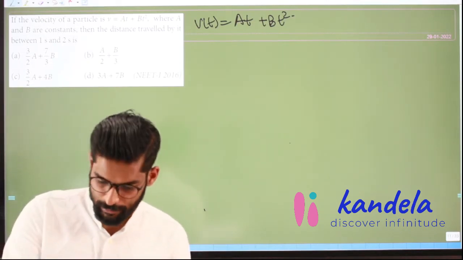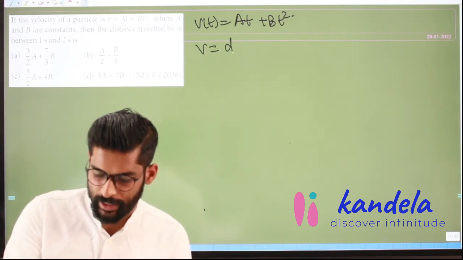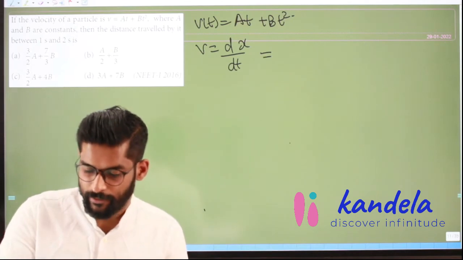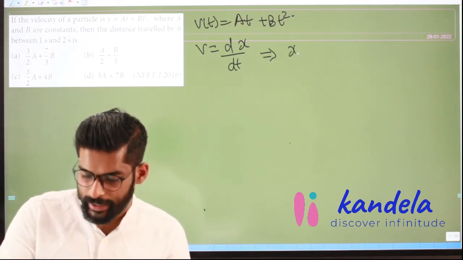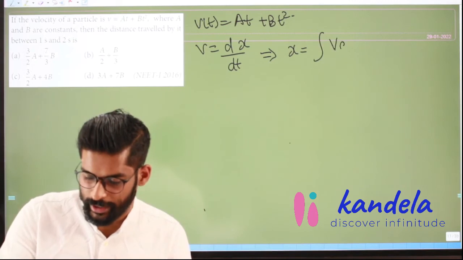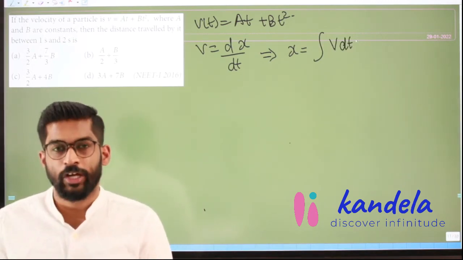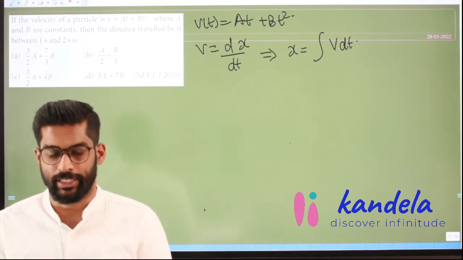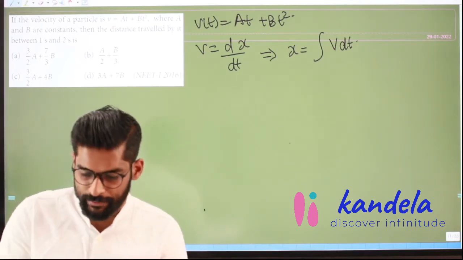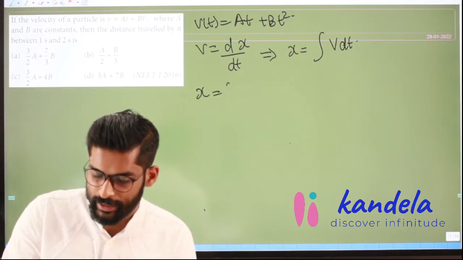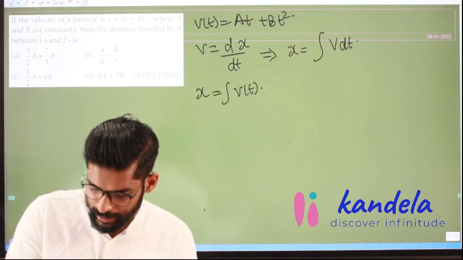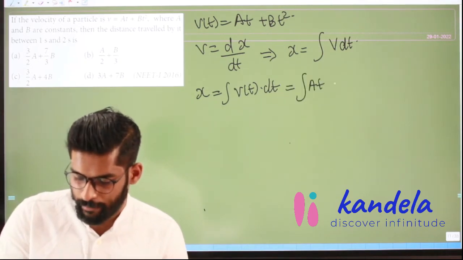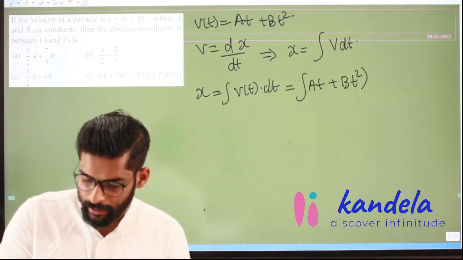In the previous problem we have discussed velocity is the rate of change, or the derivative, of the position. Then I can find the position by taking the integral of the velocity equation. So integrating the velocity equation, I will get my position. Let's do that. So my x is the integral of v of t dt. So I am integrating at plus bt square into dt.